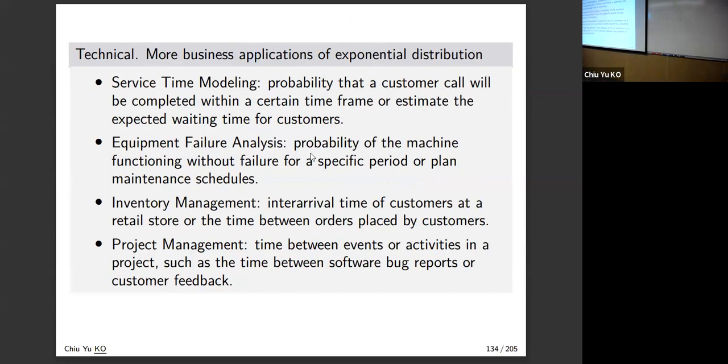And you calculate how long it takes for equipment to fail. That's very normal; the operations people would care. Inventory management we have talked about already. For example, in the case we don't discuss, a restaurant that cooks spicy food needs to consider how long it takes to replenish its stock. Also in project management, you can see how long it takes for a bug to come in and how long to solve it. So a lot of applications, because you're modeling time, so the exponential is very convenient.